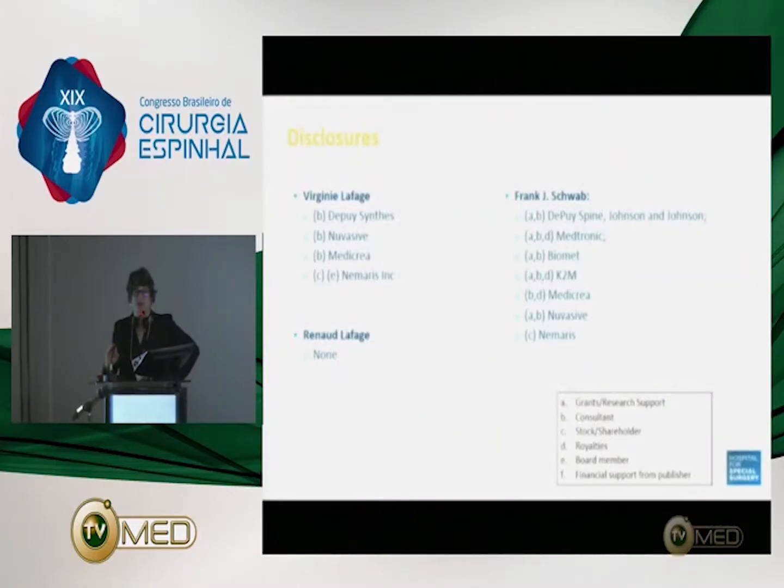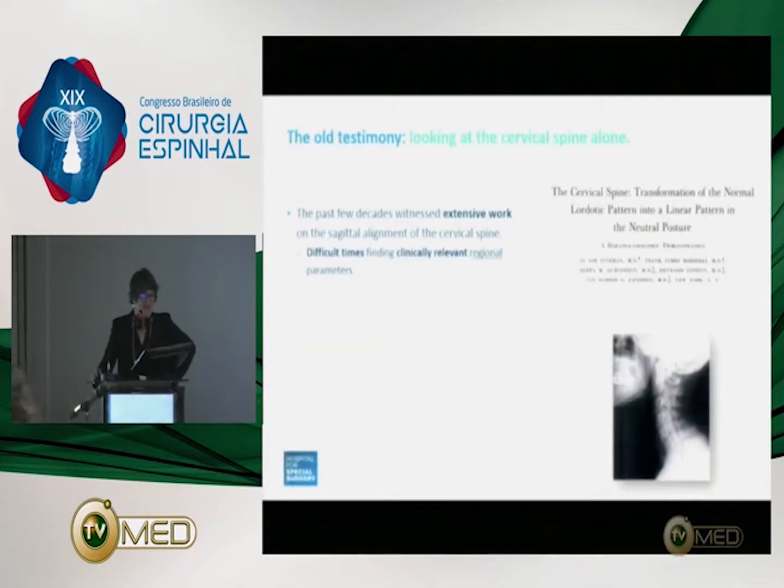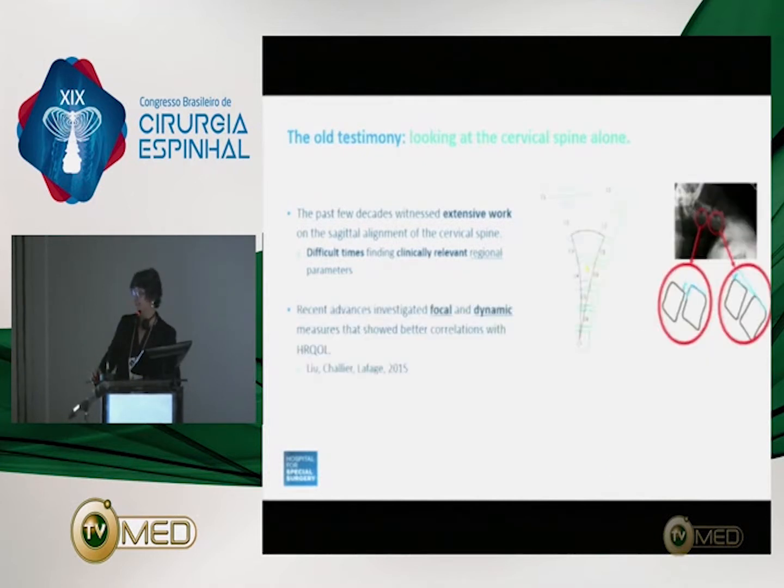The next talk is about cervical alignment. I love cervical alignment because I think there still is a lot to do, and it's actually way more complicated than the lumbar spine. So we used to look at the cervical spine as a standalone entity. We have a cervical X-ray, we look at it, we try to find some parameter that makes sense.